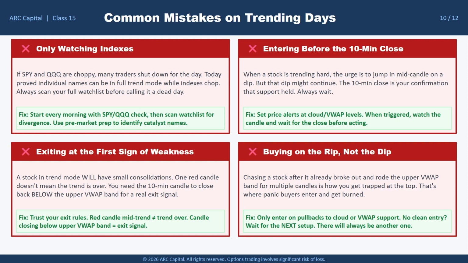Exiting at the first sign of weakness. A stock in a trend will have small consolidations and small pullbacks. I don't even want to call it a pullback. I want to call it a consolidation, you could even call it a flag formation. It's a bull flag forming, right?